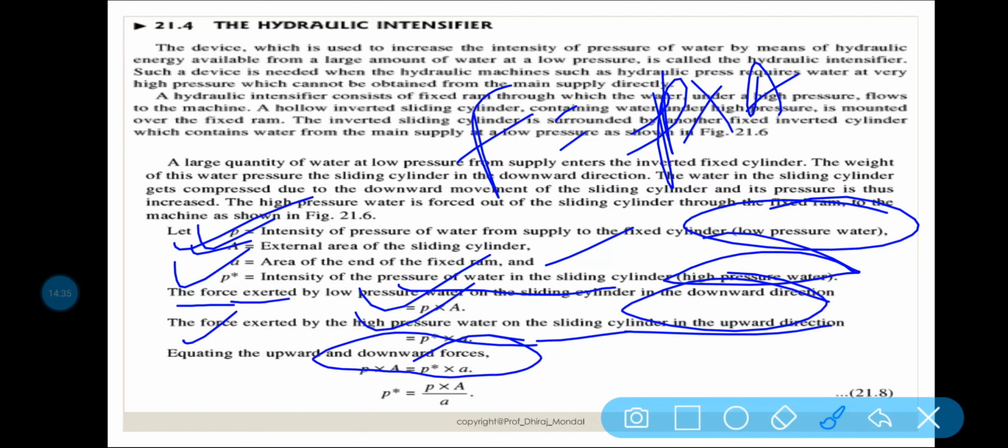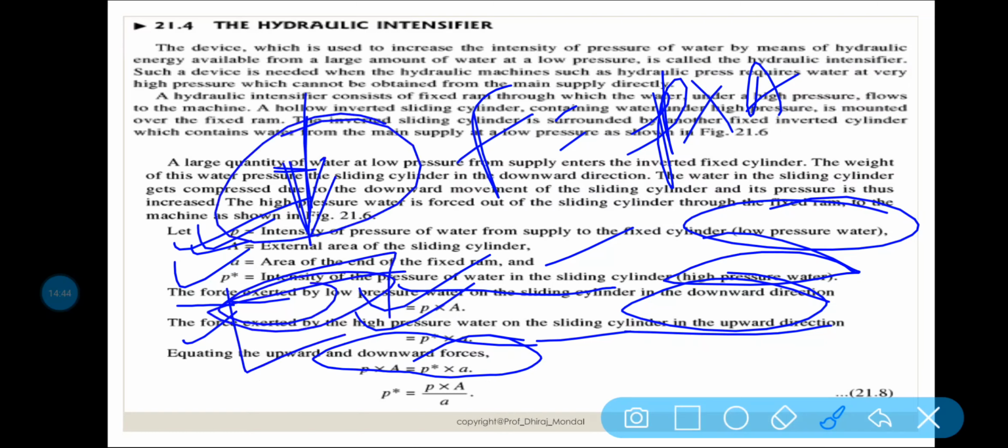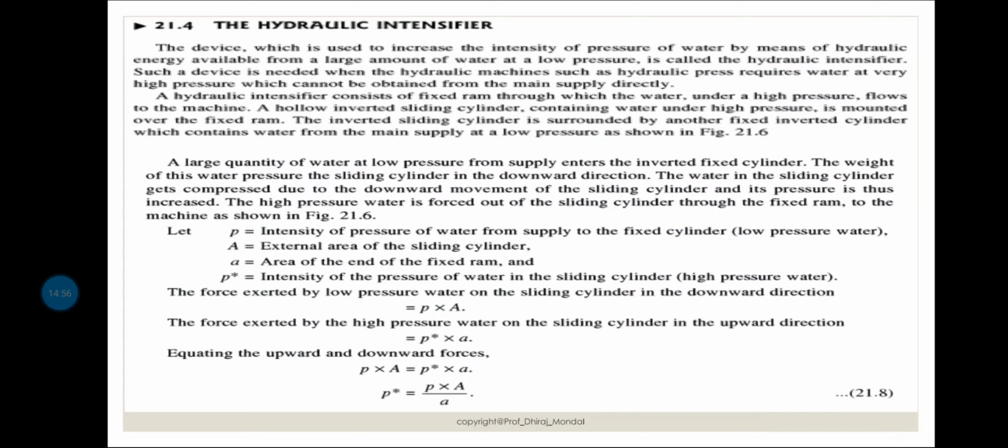Because if I am applying some pressure force here, and again some changes are there, the pressure force will be the same, na? So pressure will not be the same, but the pressure force will be the same, na? Here basically P star is equal to P into A by a. So that is the mathematical expression. So I hope it is clear. Now based on this, let us solve a numerical.